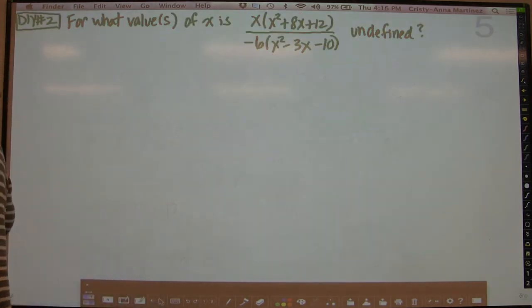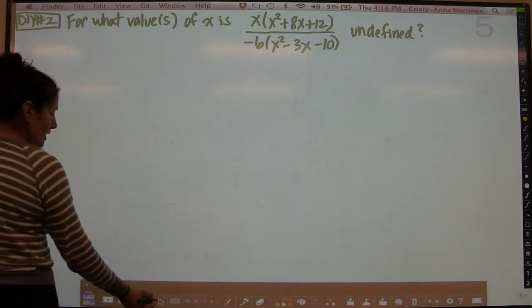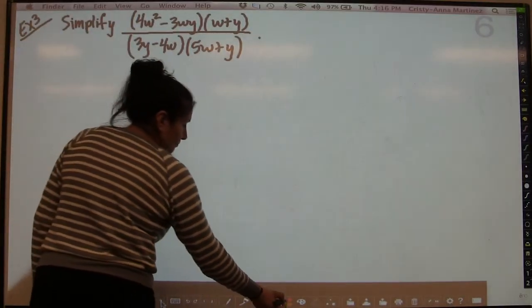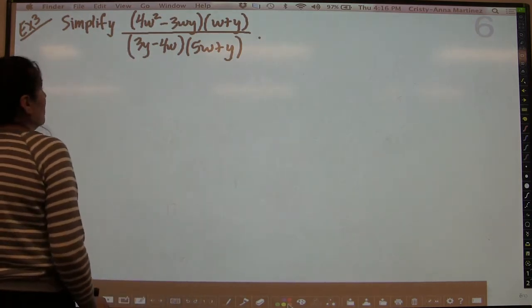And here is your do-it-yourself question for example 2. And then we'll move on to example 3. And this time we're going to simplify. We're going to show you how sometimes you can factor out a negative to make things a little bit easier. But first, I'm going to show you, like before, we're going to want to factor.